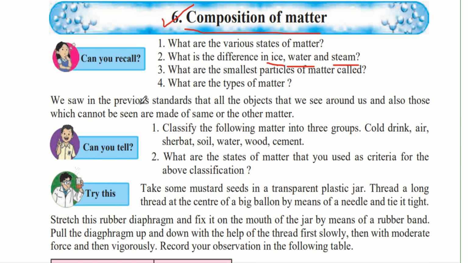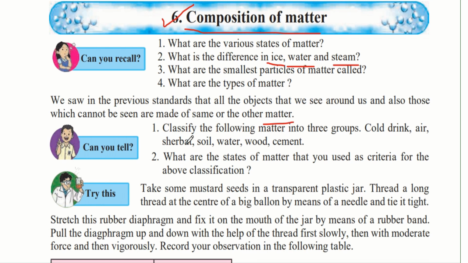We saw in the previous standard that all the objects that we see around us and also those which cannot be seen are made of some or the other matter. So no matter anything that is present in our surrounding, whether we can see it or we cannot see it, all of it is made up of some matter. It could be anything. And therefore, no matter the book that you are holding or the pencil on your table or the table itself, everything is made up of a different type of matter.